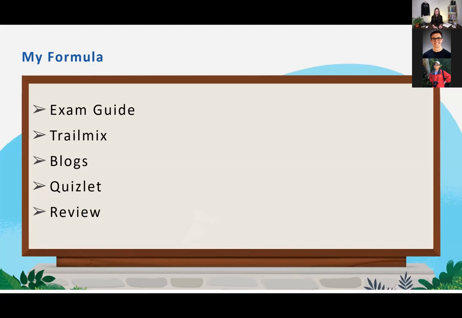Quizlet, yes. Quizlet is great. You don't need to make your own flashcards. Plenty of people already made them for you. Just grab them and look.